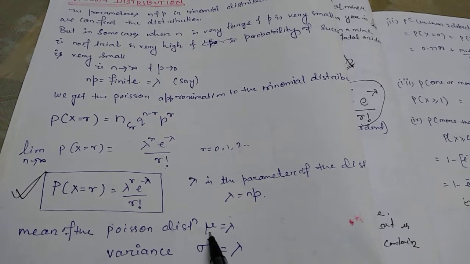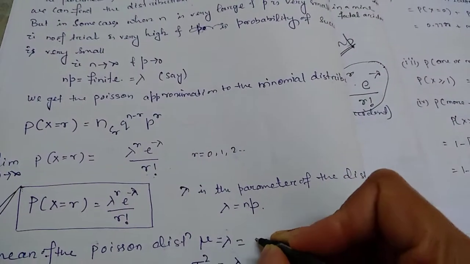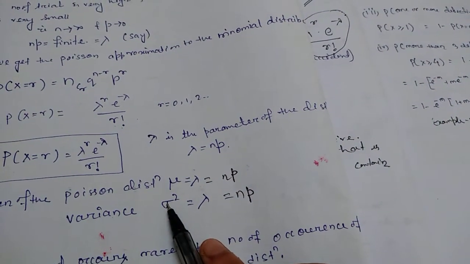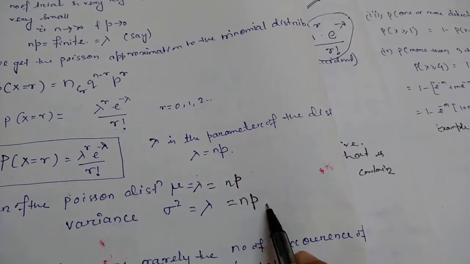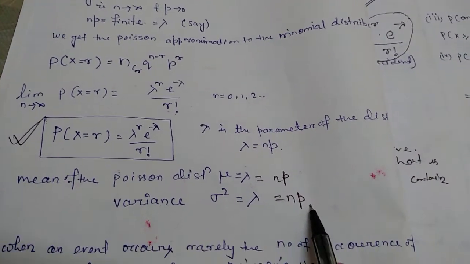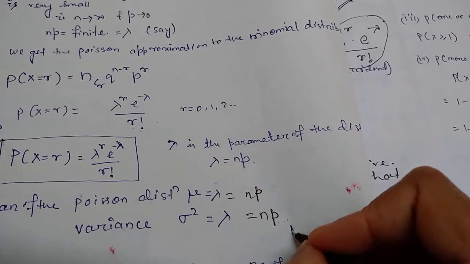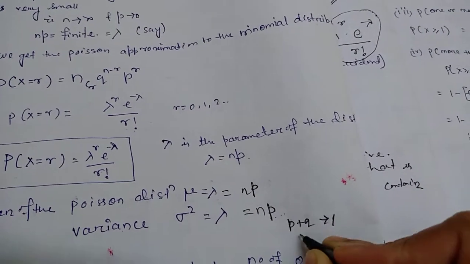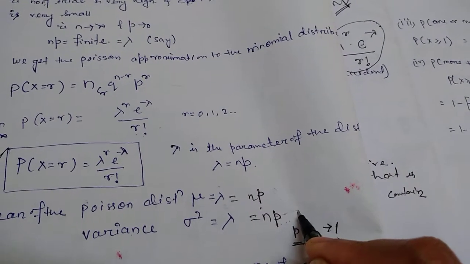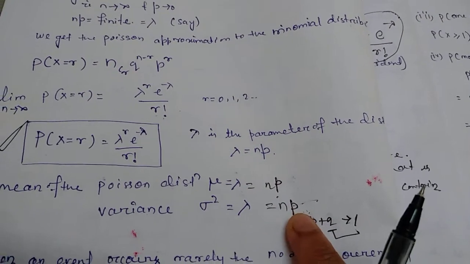The mean of Poisson distribution is mu is equal to lambda, that is your np. Mu is equal to np, and variance is also np. In case of binomial distribution, variance is your npq, but in case of Poisson distribution, variance is your np. This is the difference. Because p is very small here, p tends to 0, and all of you know that p plus q is 1. If p tends to 0, then q tends to 1. So np into q is np. In case of Poisson distribution, that's why variance is np also.